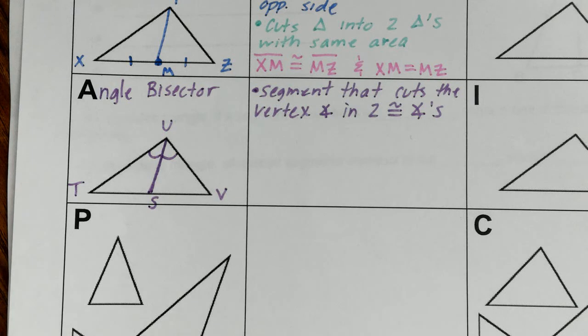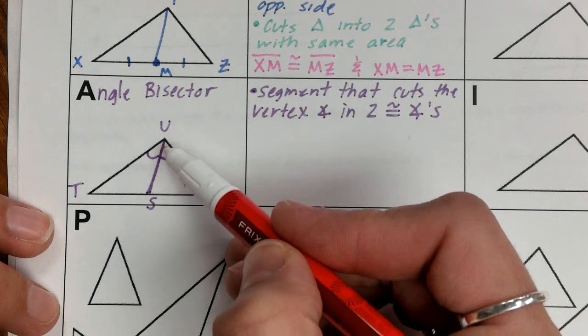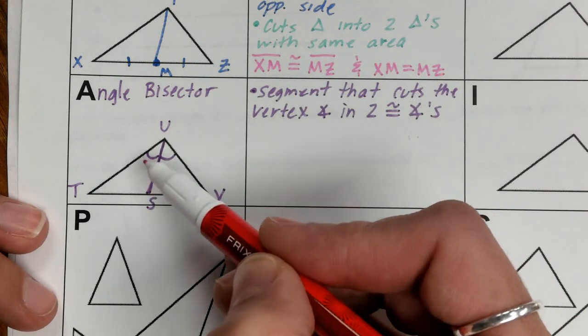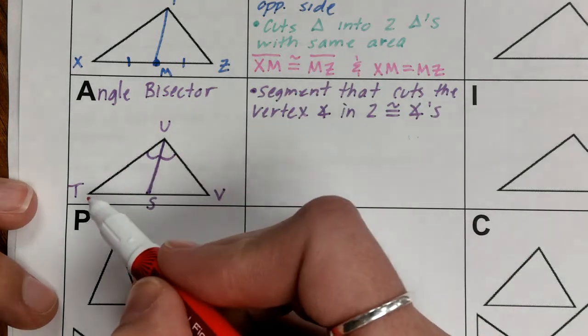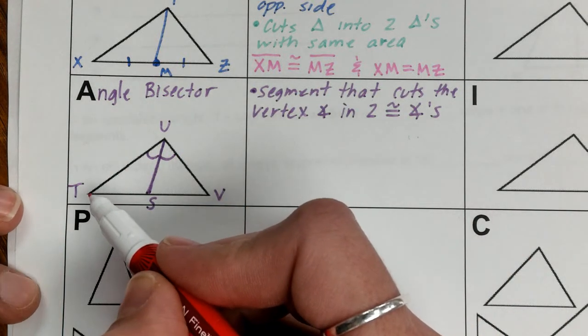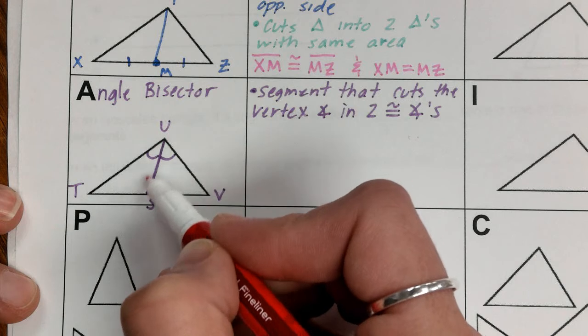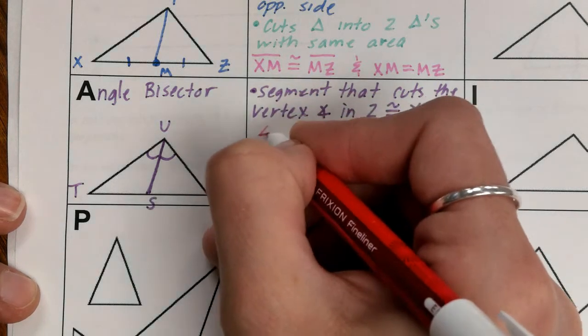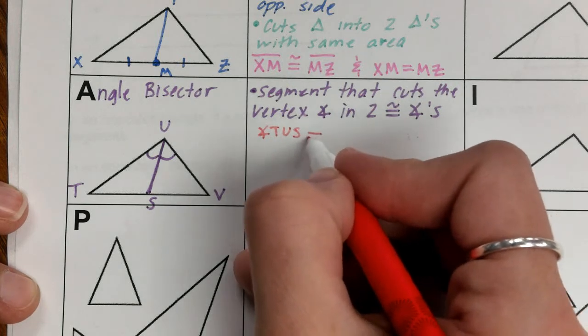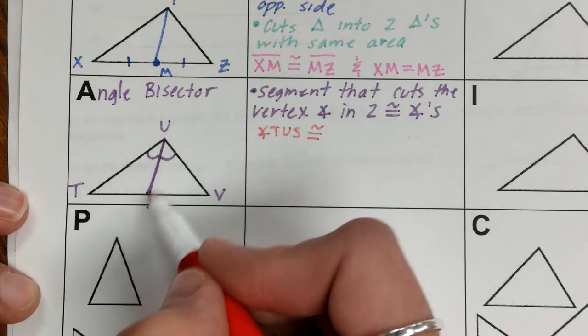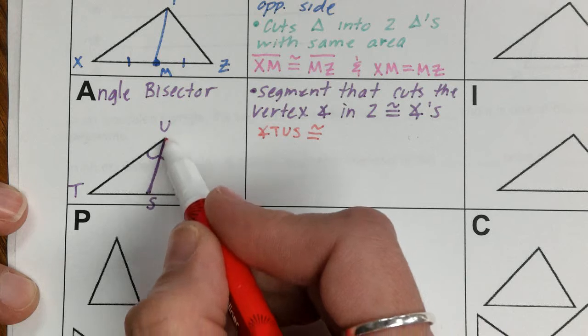So now we can write in what happened. We marked 2 congruent angles. What's the big characteristic to look for in these pictures, other than that segment going from a vertex to the opposite side? Your angle bisector has these 2 congruent angles. So we're going to see here, following the pen with me, we have angle TUS. So angle TUS will be congruent to angle SUV.